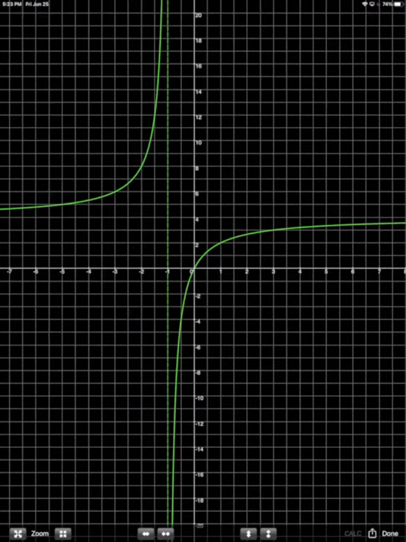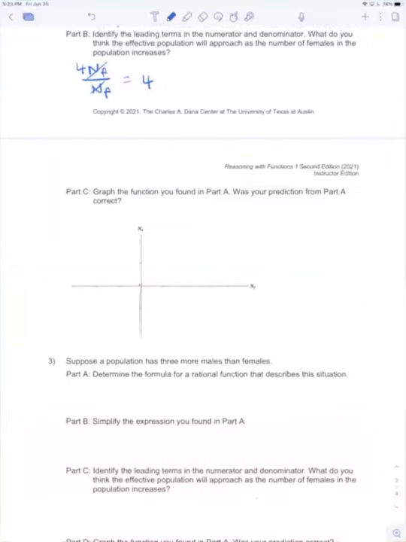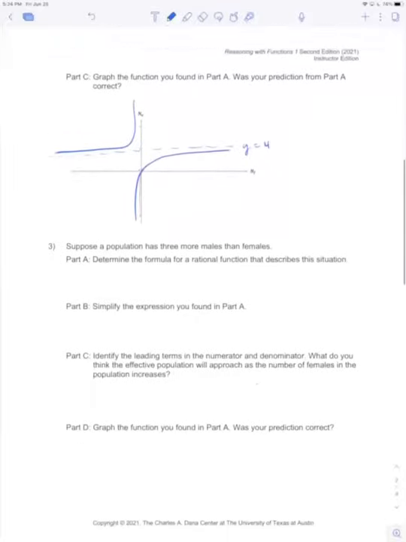They're approaching 4. So let's go back to writing, and if we were to graph that, the graph went something like that, and then it came down here and went something like this. And then that would be y is equal to 4, that dotted line. So part C, it says graph the function you found in part A. Was your prediction from part A correct? And we can say yes. Part 3, I'm going to move this up here so we can see it.